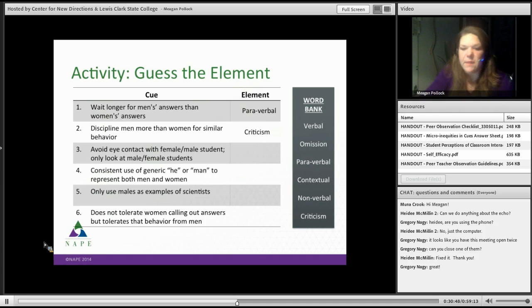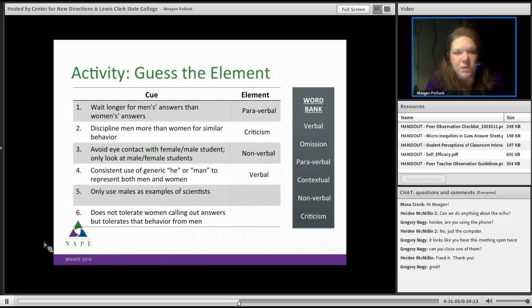And what might that be? That would be criticism. The third one is that you avoid eye contact with female-male students, or vice versa. You only look at male-female students. That would be nonverbal. Fourth, consistent use of generic "he" or "man" to represent both men and women. What is that? That's verbal.